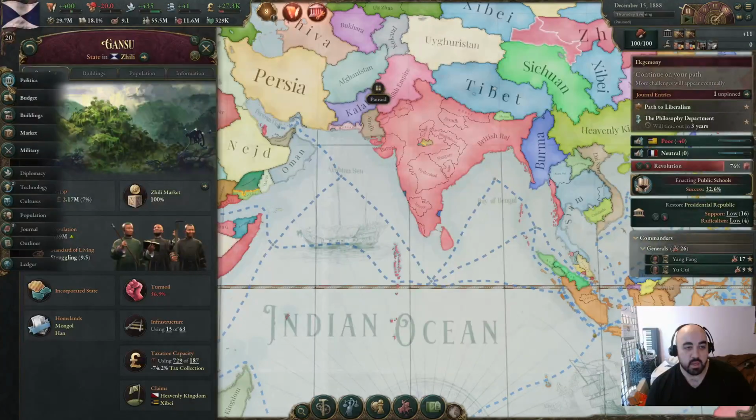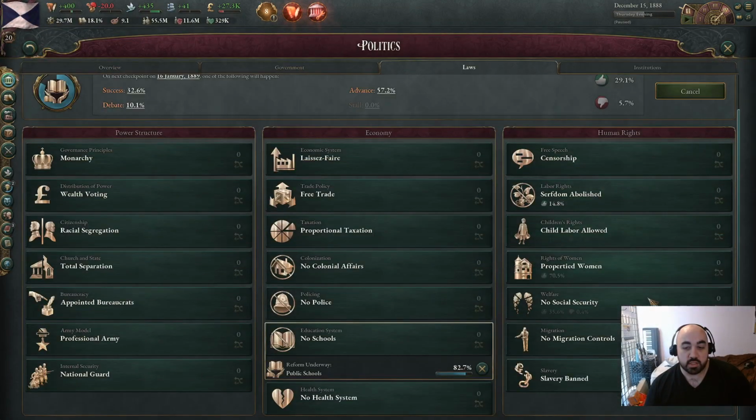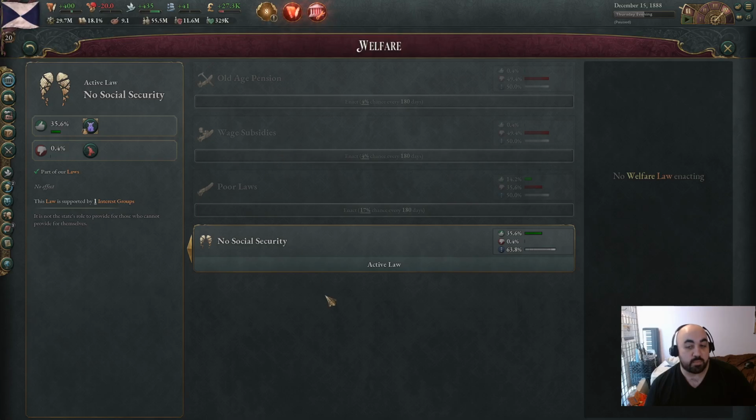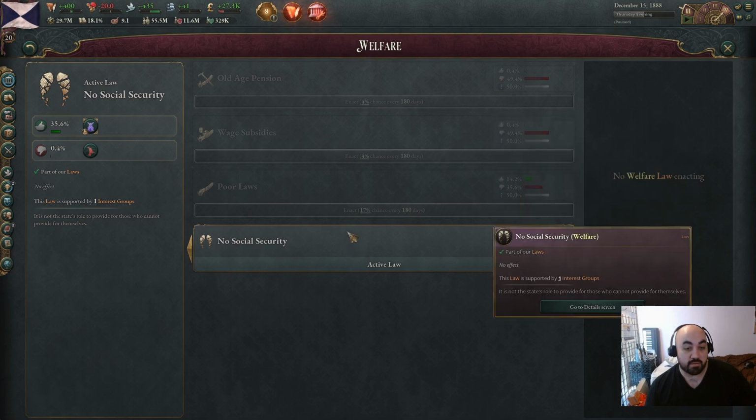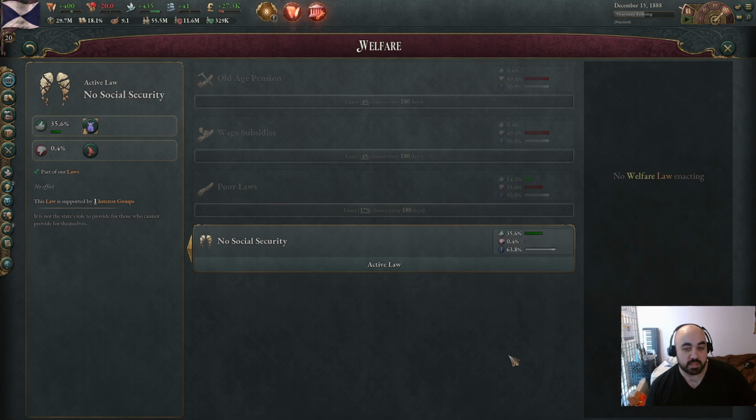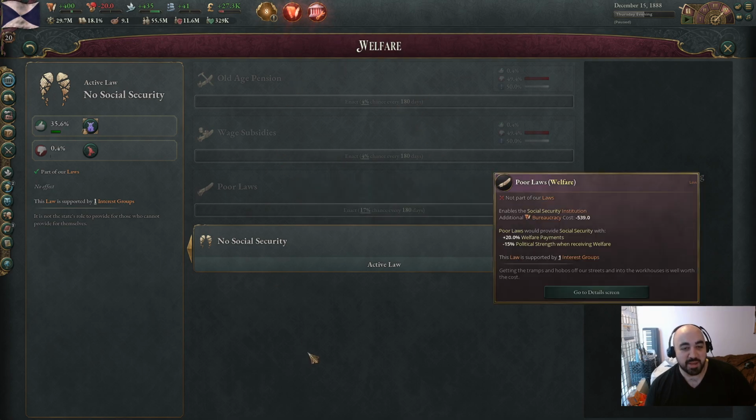The last one that is in the same group is welfare in general. You're passing this to massage IG clout and approval. The wage subsidies will generally make the industrialists and anyone who has a lot of money more powerful in terms of clout, and no social security will make the people who don't have a lot of money more powerful in terms of clout. Sorry, allow me to come back to this. Poor laws, this being inverted messed me up. Poor laws in particular will help juice the industrialists.